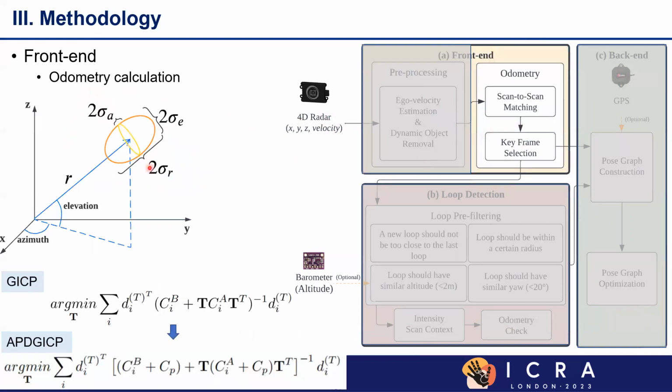In the odometry calculation, it is based on GICP as shown in this loss function. But we considered the uncertainty of each point as shown here in this C_P, the covariance of each point.